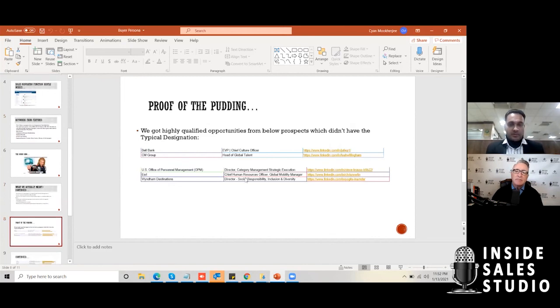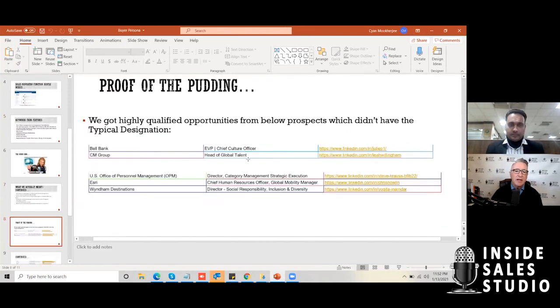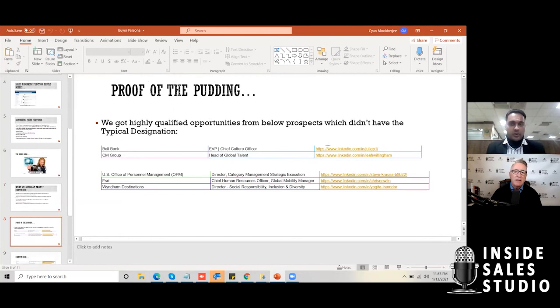I'm really sorry for that. I'm not going to show the LinkedIn links, but these are the companies we got. These were the highly qualified opportunities which we got from organizations like Bell Bank. We got an EVP, Chief Culture Officer. No one really thought that a Chief Culture Officer would be a person who is going to come up for a designation to discuss your compensation structure or your compensation benchmarking, actually. Or maybe a Director, Social Responsibility, Inclusion, and Diversity.